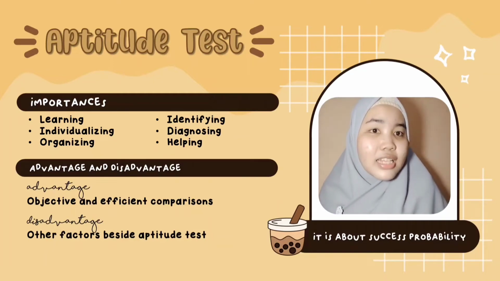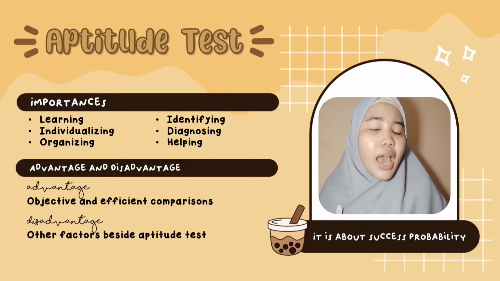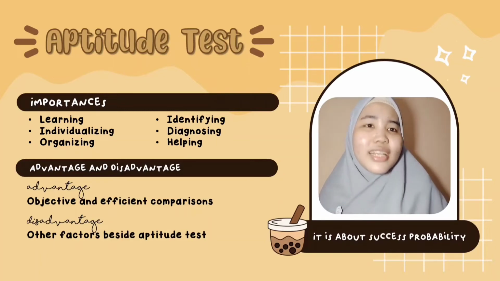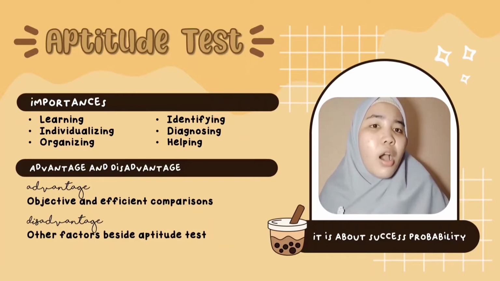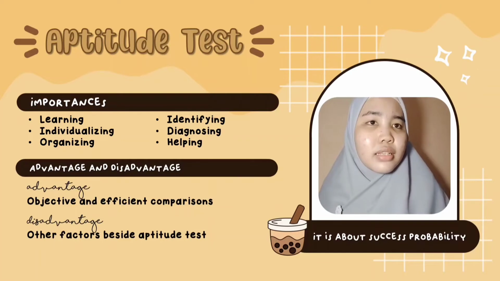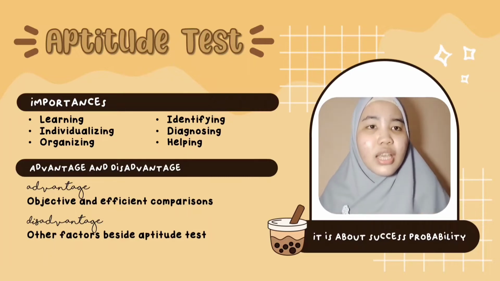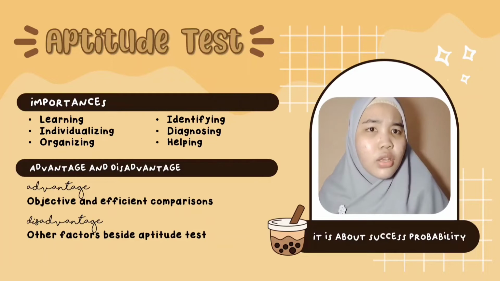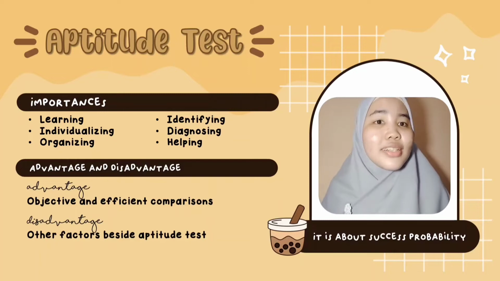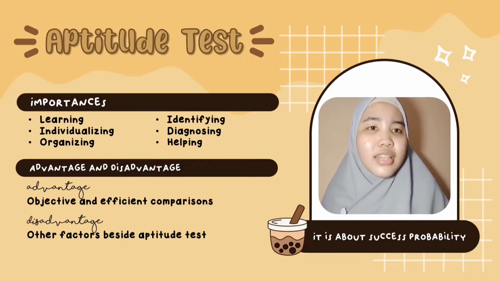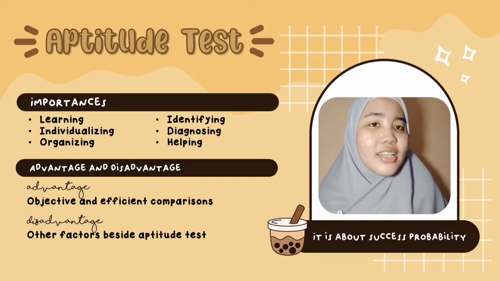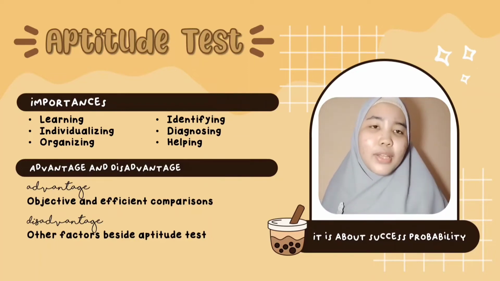And then, last but not least, the thing that we should know about aptitude tests is the advantages and disadvantages. So for the advantages, we have objective and efficient comparison. Objective means comparing various candidates in a fair manner without bias, such as attractiveness or ethnicity. Efficient means helping organizations make better promotion and hiring decisions. And then the last one is about the disadvantages of aptitude tests.